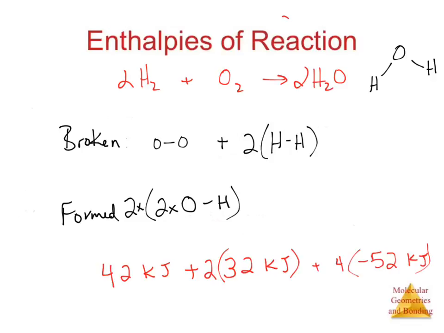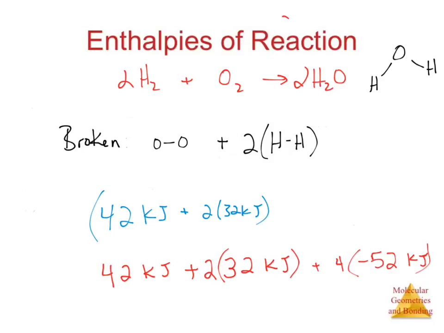Okay. Why can I add it all up? The minus sign that we told you in that formula is to take into consideration that you're doing the opposite. You're forming a bond. Okay. If we go through and look at it the way you're trained to do it, we would say 42 kilojoules plus our 2 times 32 kilojoules. We would do that quantity minus the quantity 4 times negative 52 kilojoules. Whoops, not negative, positive.